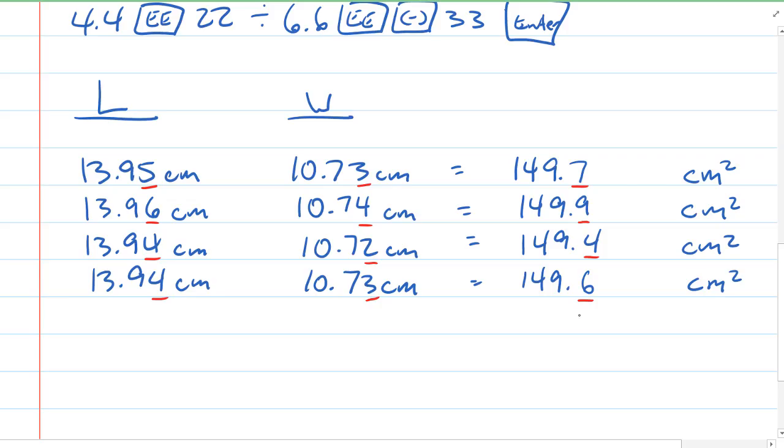Now, one of the things that you ought to notice when we count significant figures: how many significant figures does this measurement have? 4. This one has how many? 4. Turns out our answer has 4 significant figures. If you think about going through your math classes, you've maybe not thought about significant figures. You've maybe thought about decimal places. You might have looked at this as having 2 decimal places, this having 2 decimal places, and this one having 2 decimal places. That doesn't work with multiplication and division. With multiplication and division, we look at significant figures.